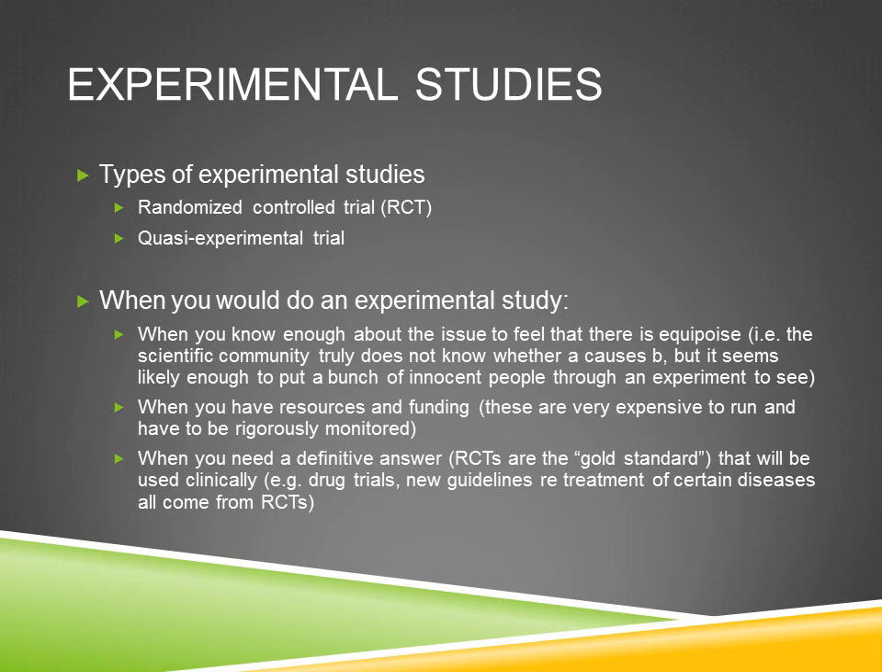We'll talk about that on Research Ethics Day, but that basically means that the scientific community truly does not know whether A causes B, but it seems likely enough to put a bunch of innocent people through an experiment to see if that's true. That's kind of like the cartoon version of what equipoise really is. There's a more elegant definition that I will tell you. You also do it when you have resources and funding, because RCTs are extremely expensive to run, and when you need a definitive answer. These are considered the gold standard.